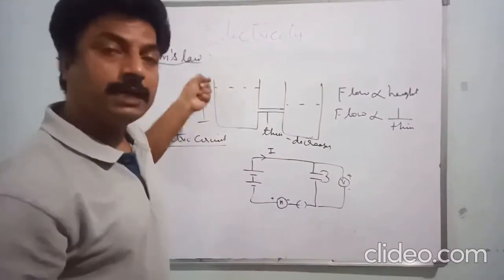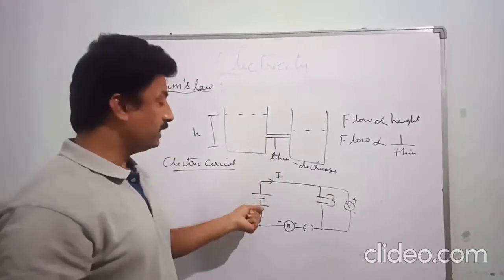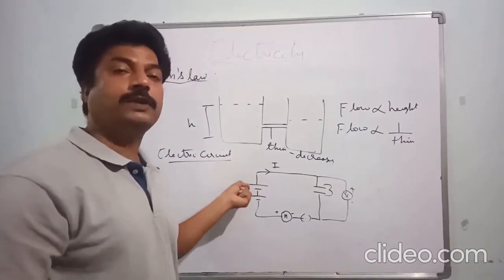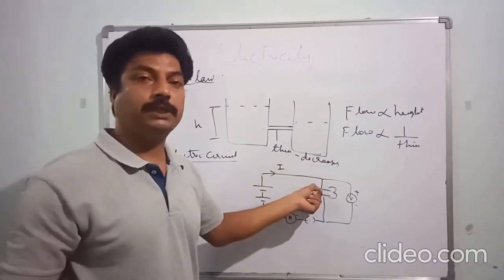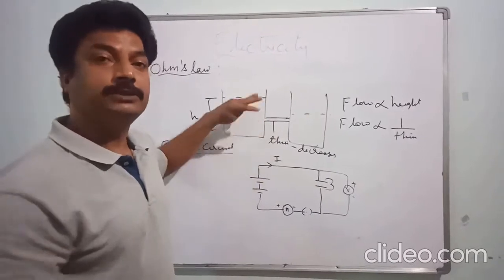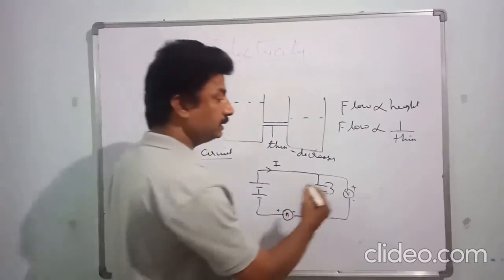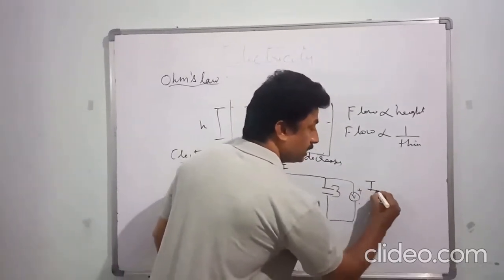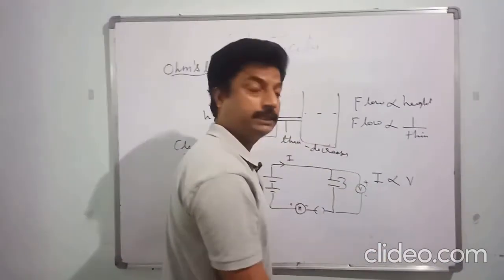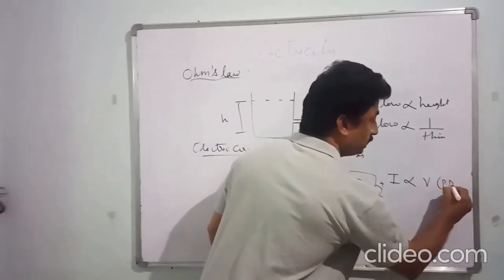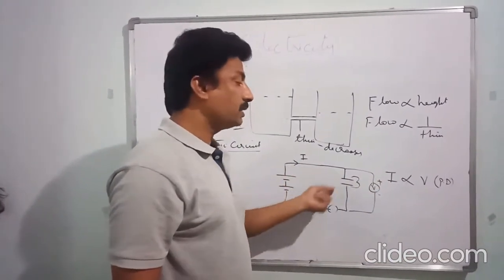Now, just as the height difference and the thickness matter, in the same way for the current to flow from one point to another point, there should be a height difference. Here it should be a potential difference. So here the current I is directly proportional to the voltage. Voltage is nothing else but potential difference. So current is flowing because of the voltage.